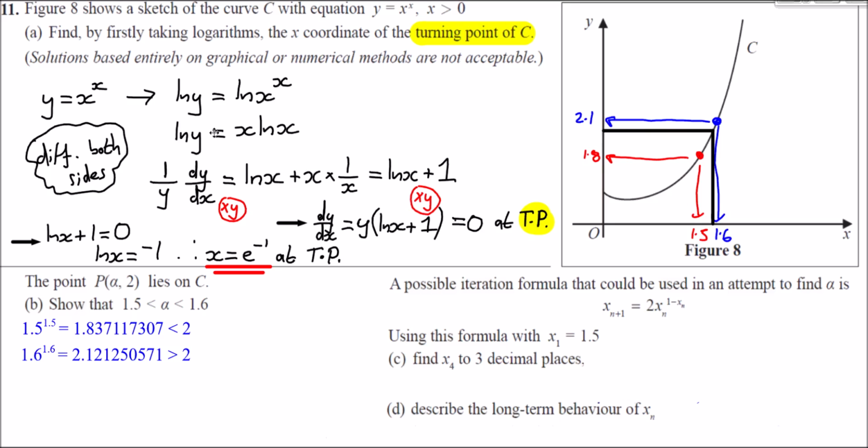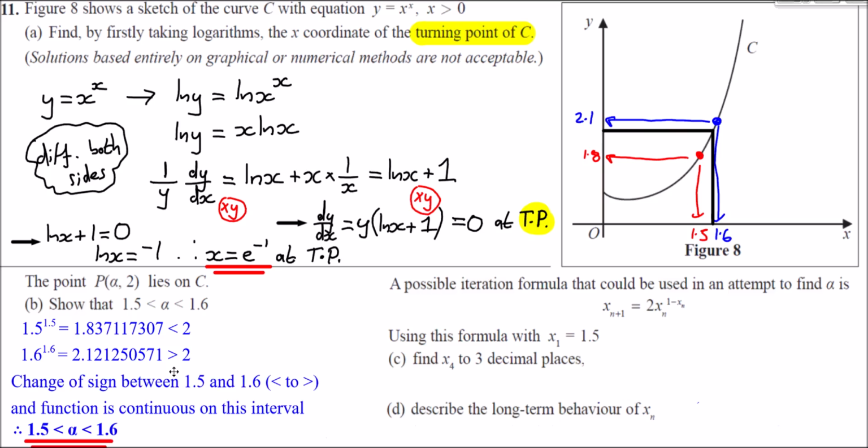So to conclude, we just have to say these key things. There's a change of sign in between 1.5 and 1.6. We're going from being below 2 to more than 2, and the function is continuous on the interval from 1.5 to 1.6. Really crucial, we say it's continuous. So these two pieces of information, there's a change of sign from being below to above, or it could have been from above to below, and the function's continuous. We can conclude and say the root, therefore, must be in between the two values we've checked. So alpha is between 1.5 and 1.6.